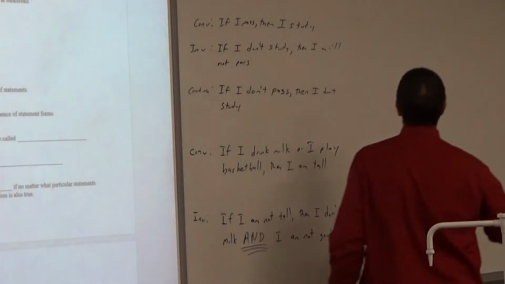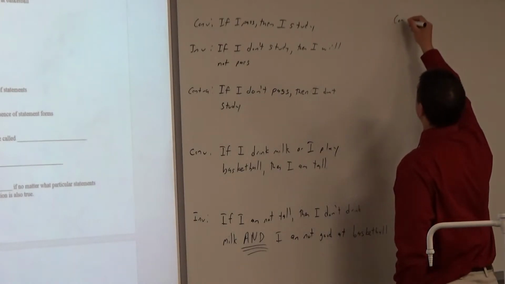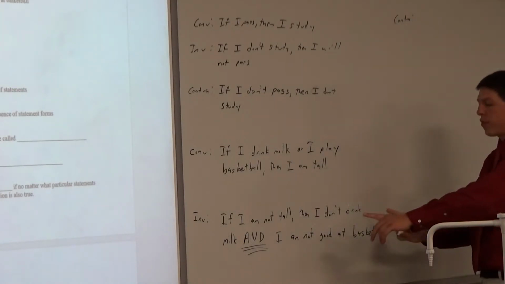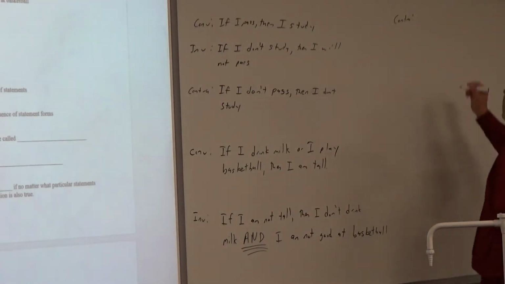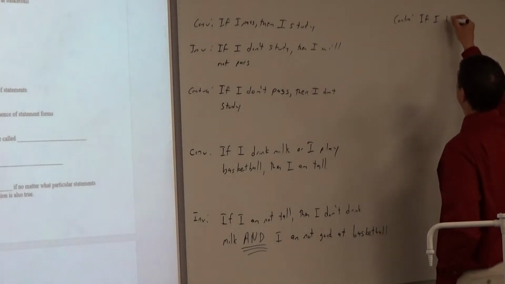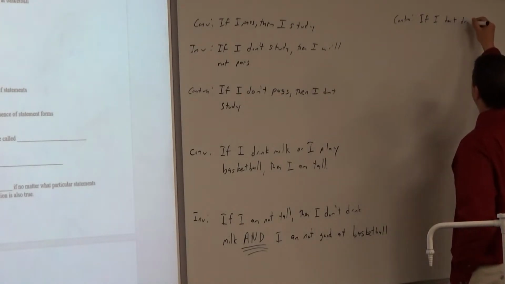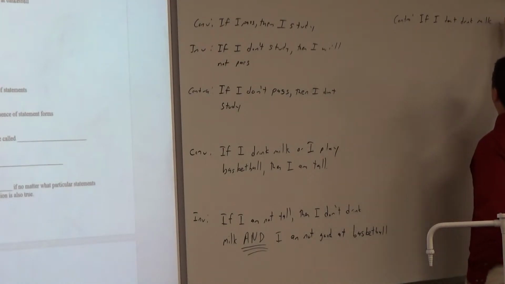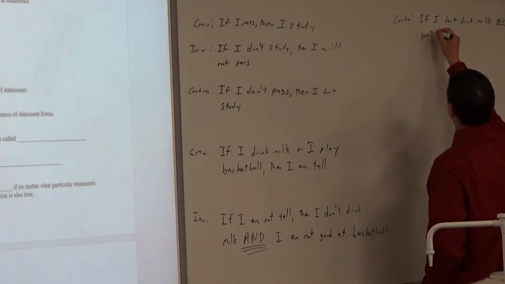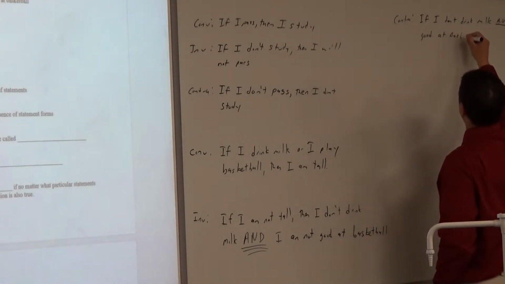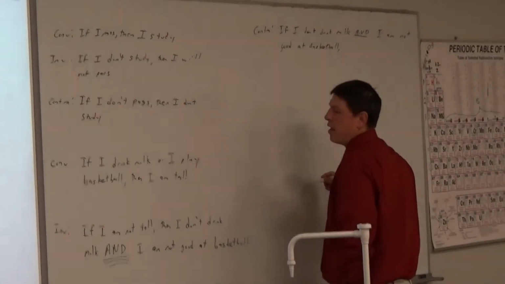All right. And then obviously, guys, once you know that, the contrapositive is very easy. In fact, for the contrapositive, all we do is flip the order of the inverse. So, if I don't drink milk and I am not good at basketball, then I am not tall.